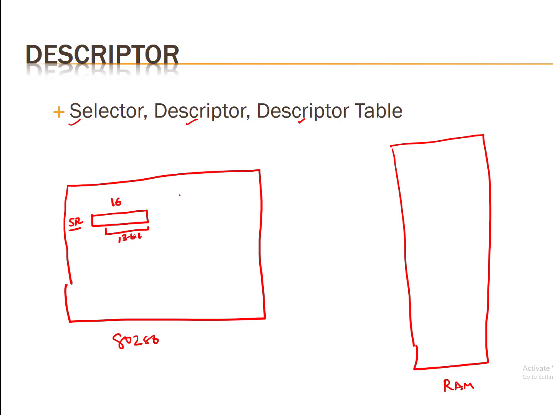Now what is a descriptor table? A descriptor table is a data structure available in memory. Right now we are not figuring out whether it's a local descriptor table or a global descriptor table. Let's consider only that it's a descriptor table. This is the first entry of the descriptor table, and this is the last entry. The first entry starts with index 0, the second entry has index equal to 1, then index 2, and the last entry will have index n.